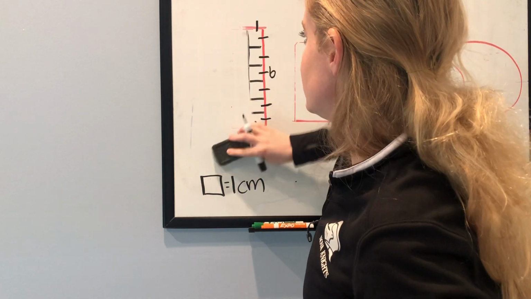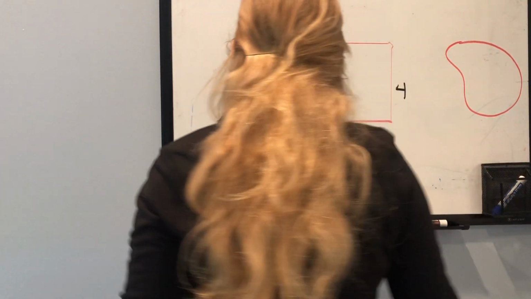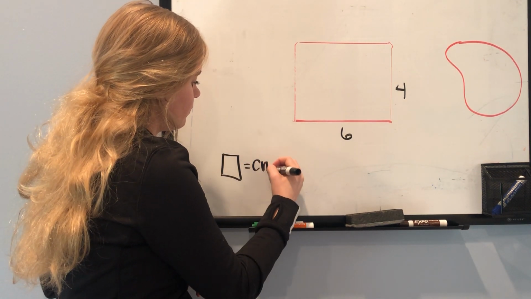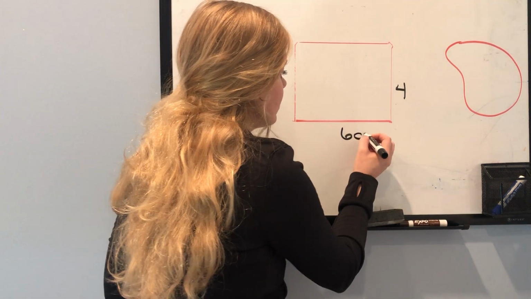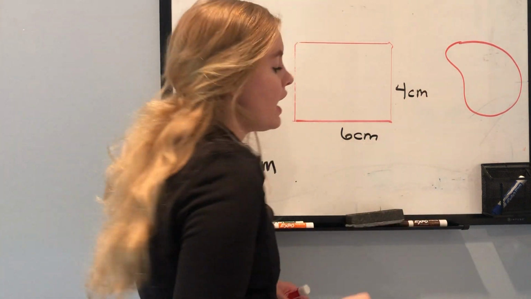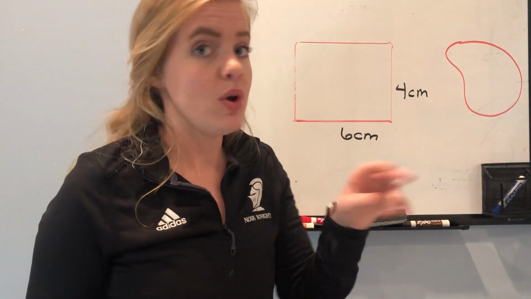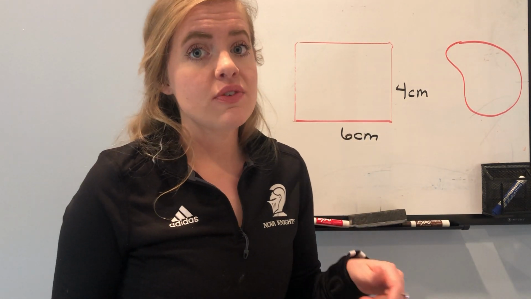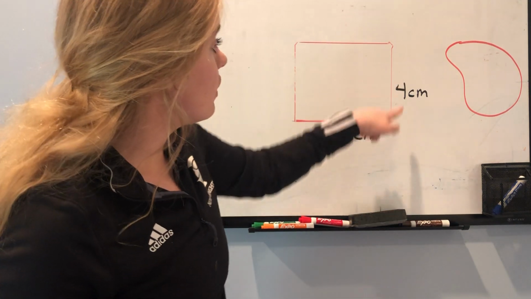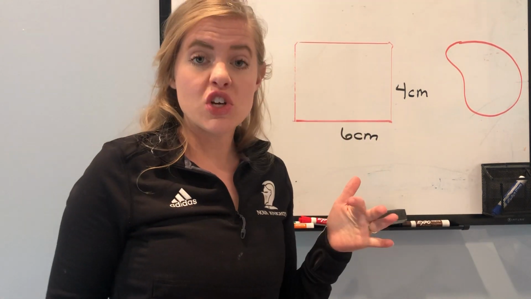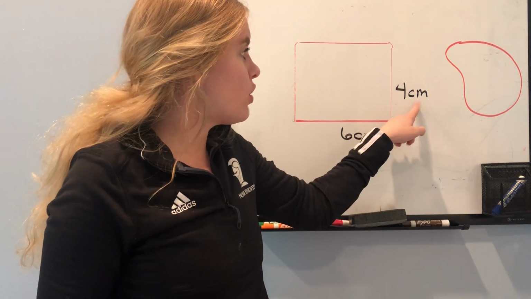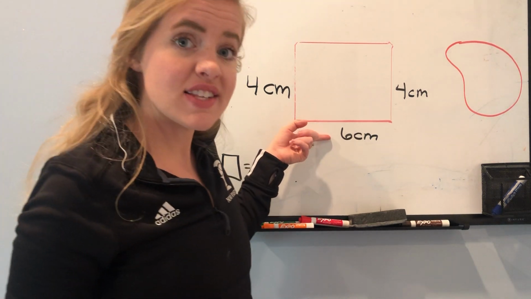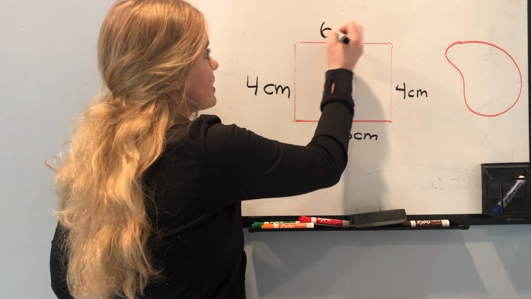Okay, let's erase that one and go on to this. We'll still have our units be centimeters. So this would be 6 centimeters, and this would be 4 centimeters. Now, how we would find the perimeter of this shape, we would not multiply 6 times 4. That's finding the area. To find the perimeter, you need to find the length of all of the sides. Since this is a rectangle, if this is 4 centimeters, then this is also 4 centimeters. If this is 6 centimeters, this is also 6 centimeters.